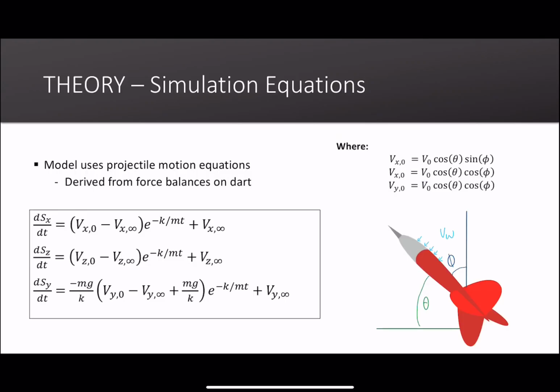Because we were unable to build the actual physical apparatus, we just wanted to simulate it. We simulated the motion of a dart using force balances on the dart. These three differential equations, in the X, Z, and Y positions, give the position of the dart at any moment. This is dependent on the velocity of any wind, which is going to be our disturbance. It's also very dependent on K, which is the friction coefficient. Some background for other things we'll talk about: theta is the up and down angle of release, and phi is the left and right angle of release.